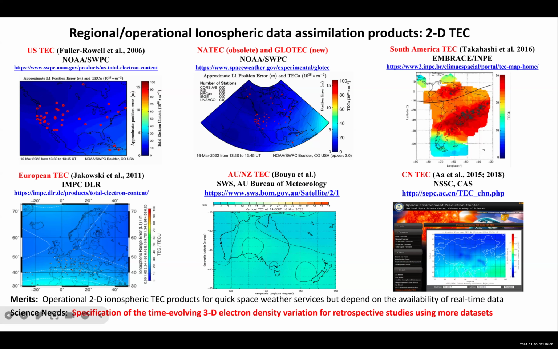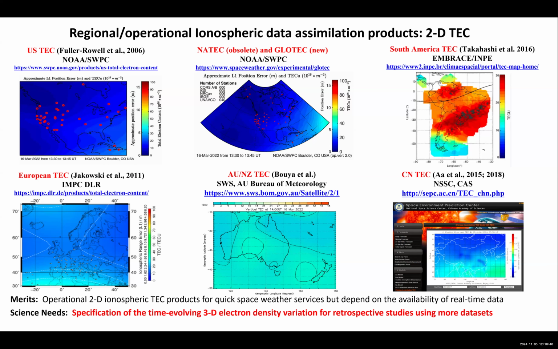So these operational ionospheric TEC products are great. They can provide quick space weather services. However, we need to know that the TEC is an integrated product. It can reflect the two-dimensional horizontal structures of the ionosphere, but the ionosphere is a three-dimensional structure. We know that it has very significant altitudinal variations. So we also need to specify the three-dimensional time-evolving electron density variation of the ionosphere.